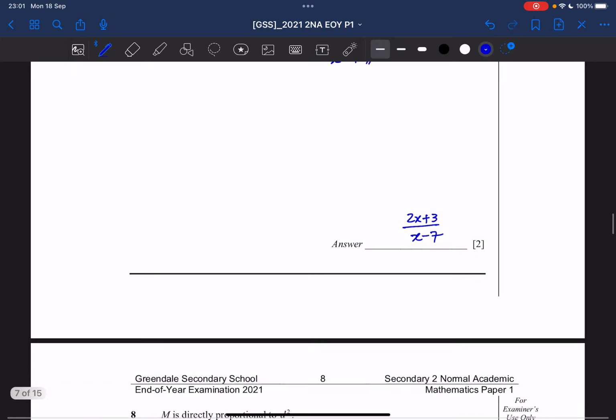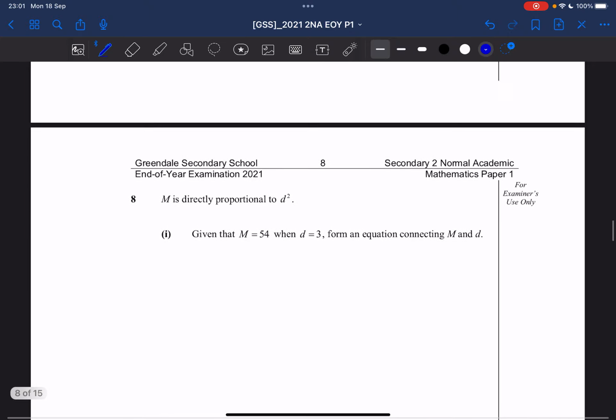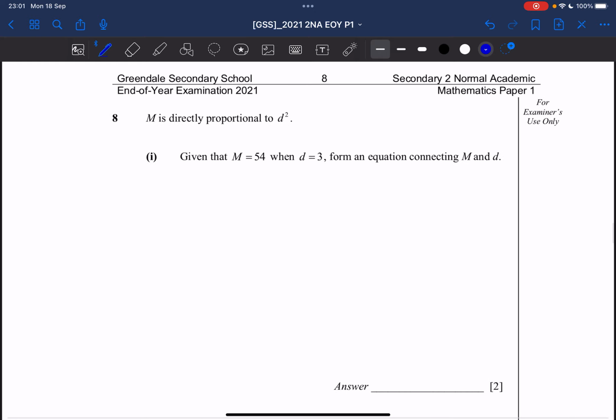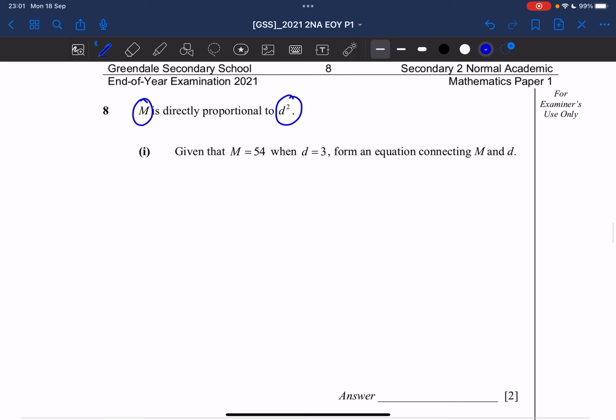Okay, now let's move on to the next question on proportion. So m is directly proportional to d square. So m comes first, d square is the second one. If it is directly proportional, then it's m over d square equals k. This is for direct proportion.